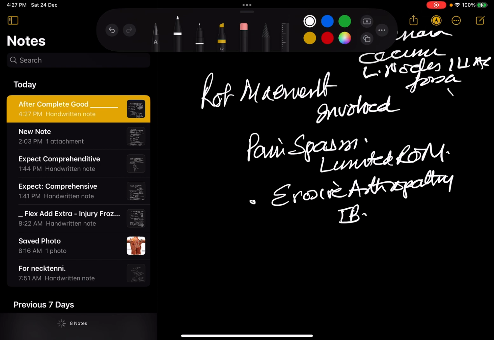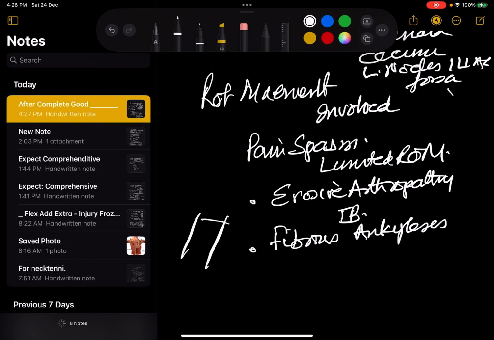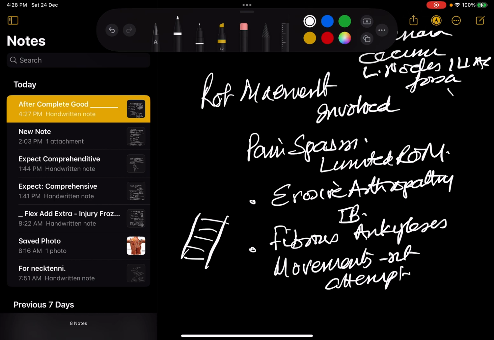Then there is fibrous ankylosis, that means across the joint surfaces you have fibrous connections. Here movements are absent. Attempt to move is painful.